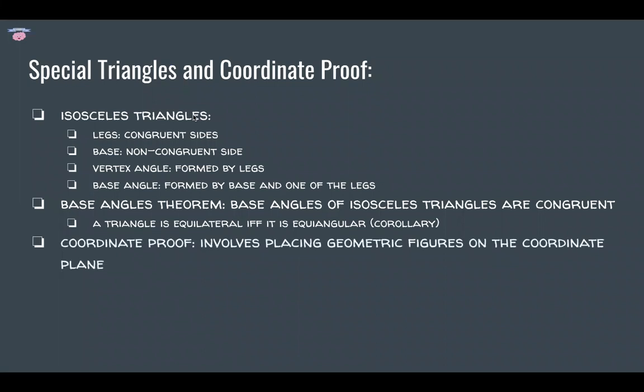So, coordinate proof. It's a nice way to prove. It involves placing geometric figures on the coordinate plane. And we can use things like parallel and perpendicular lines, the distance formula, to actually prove some things are true. It's best if the origin is the vertex and the axis is the side, and/or the figure is in quadrant 1. So I'll actually give you an example of coordinate proof.